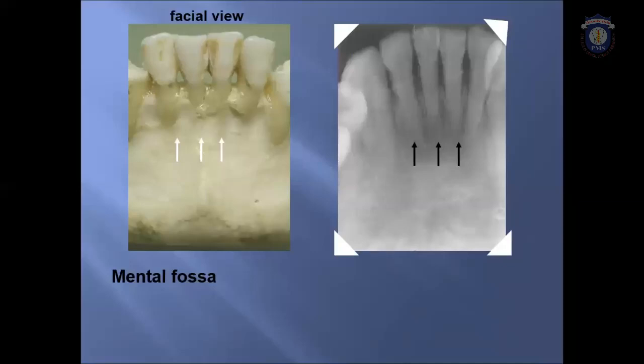Another diagram where you can clearly see the mental fossa, or a depressive region in the labial aspect of the mandible, and seen as a relative radiolucency in the periapical region of the mandibular incisors.